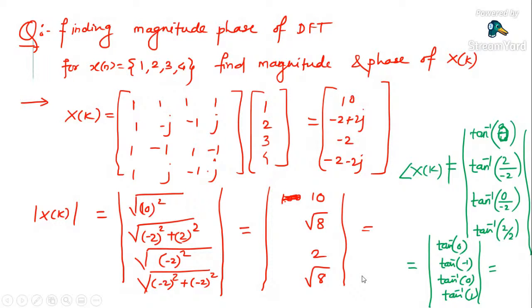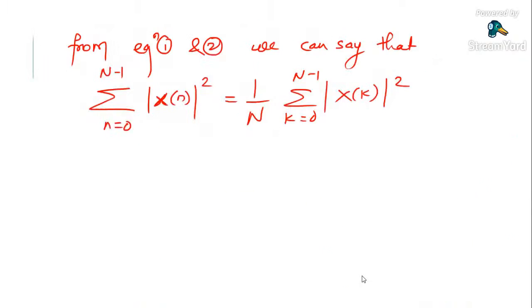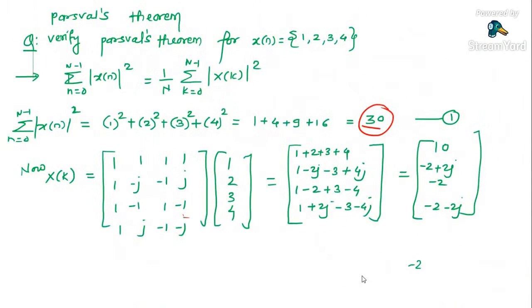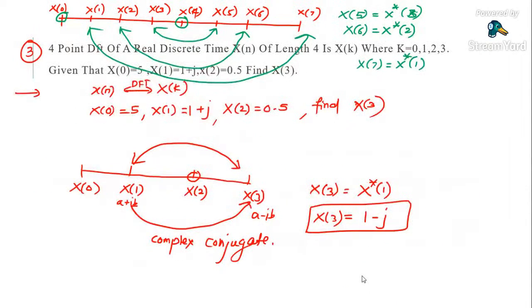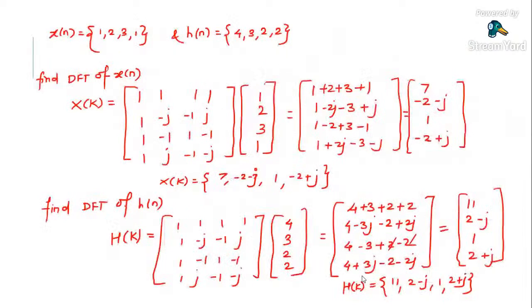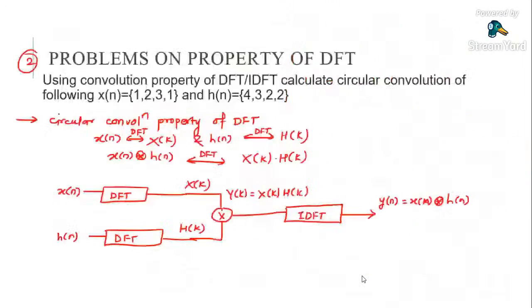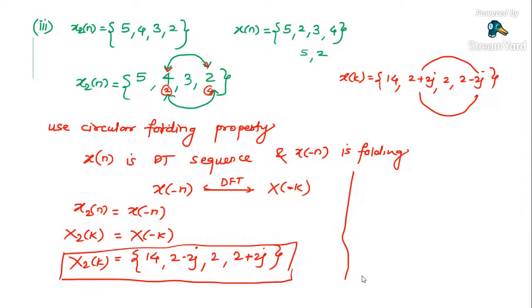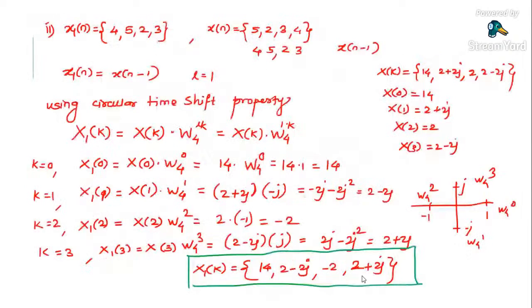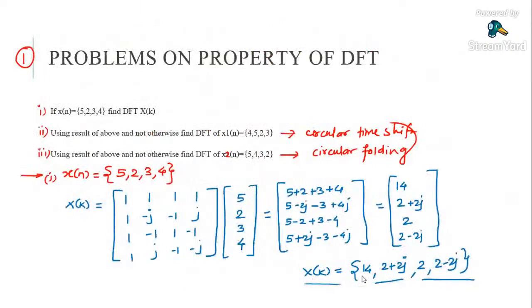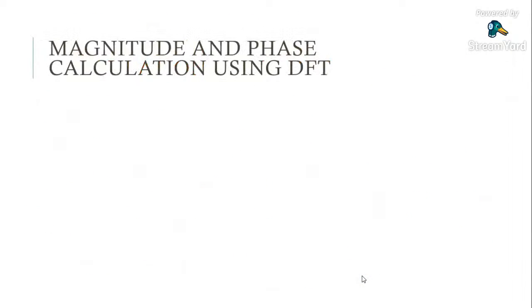So we have solved many problems on properties. Also we have seen how to calculate magnitude and phase, how to derive Parseval's energy theorem, what the twiddle factor is, how the symmetry property is used, and how convolution can be solved using properties. Then we have used the circular folding property and the circular time shift property. Okay, so we'll stop here.